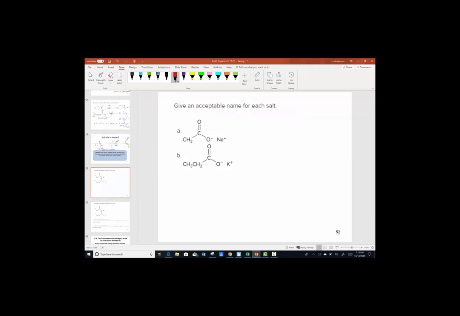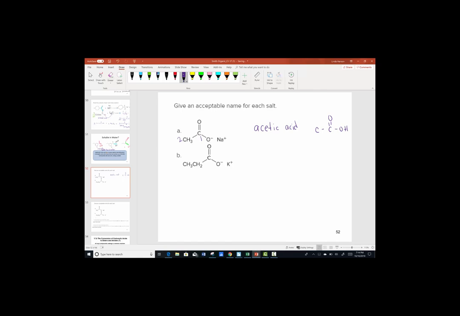How about naming these salts? Are we practiced enough? Try these out and let's get a common answer here. I have 2 carbons. The common name for the carboxylic acid is acetic acid, just to emphasize how we're naming from the parent acid. The parent acid is acetic acid.